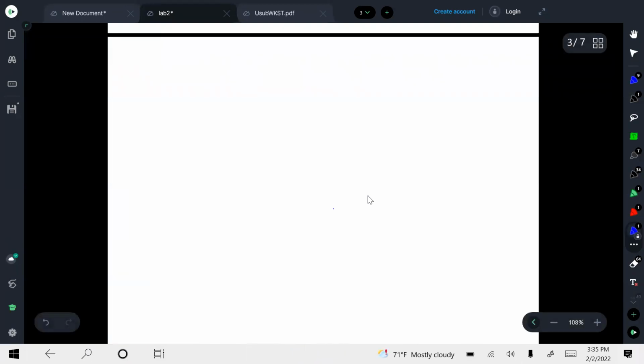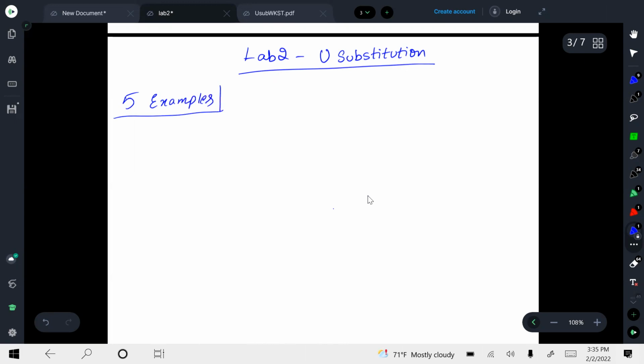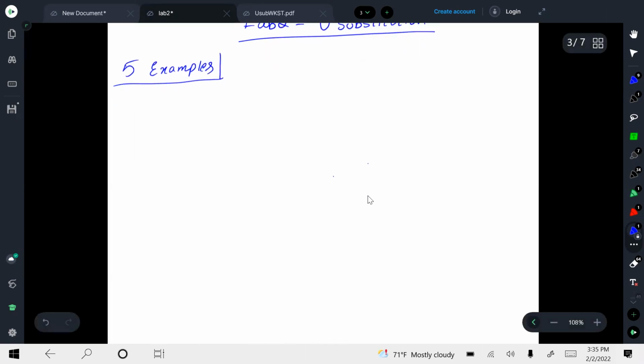Okay, so lab 2, U substitution. So I will do 5 examples. I mean 5 of those problems, and you are supposed to do the rest of the problems. Now, this is how it will work. You can stay on Zoom, or you can stay in the class until you finish your homework. And if you have any questions, I can help you throughout the lab.